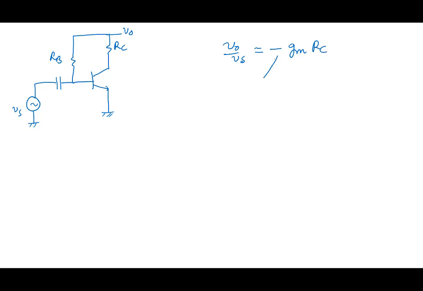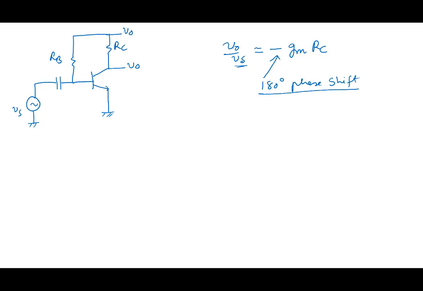Why is there a minus? What does minus represent? All right, 180 degree phase shift. This is of course coming from the formula. What it is saying is that output voltage is 180 degree out of phase with input, small signal. How do we prove this? By looking at the circuit.